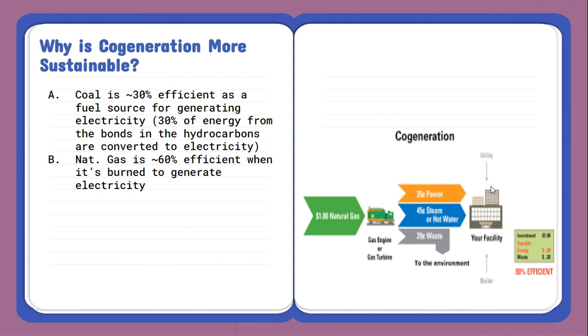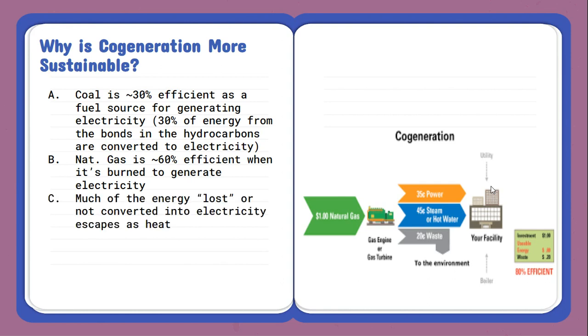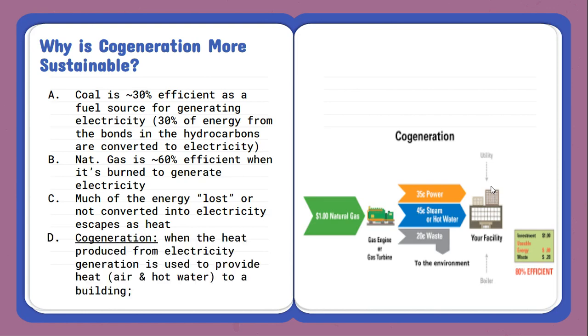And we know that back from when we talked about the laws of thermodynamics, right? As you increase in entropy, the randomness increases, and it loses its ability to do work. So much of the energy winds up getting lost, right? It is not converted into electricity.